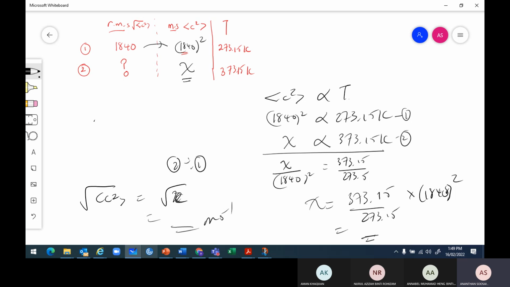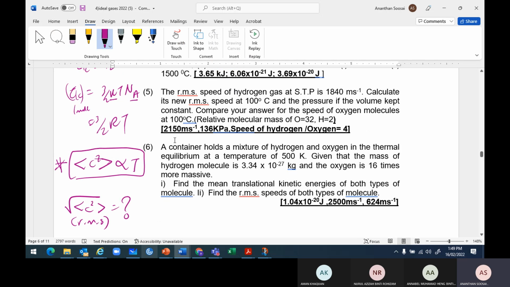Okay. So do you got the answer? Anyone got the answer? Got a different answer? What's the answer stated? Okay, go. You got 2150. 2150. Okay, good.